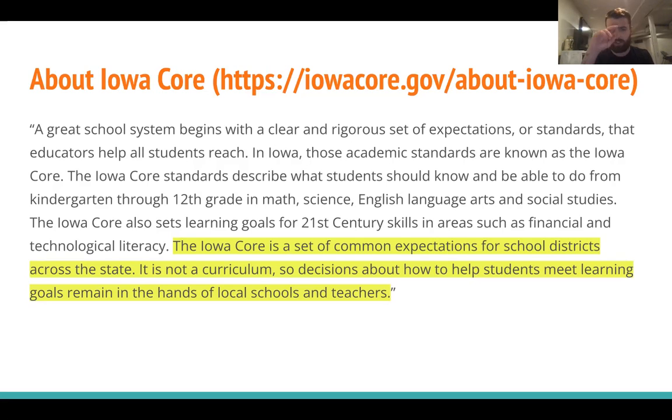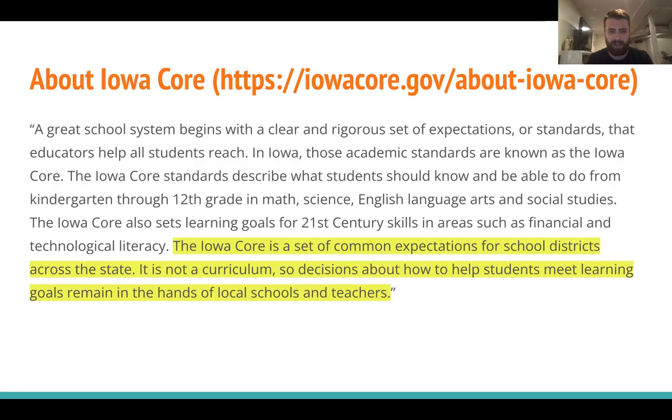The Iowa Core standards describe what students should know and be able to do from kindergarten through 12th grade in math, science, English language arts, and social studies. The Iowa Core also sets learning goals for 21st century skills in areas such as financial and technological literacy. The Iowa Core is a set of common expectations for school districts across the state. It is not a curriculum, so decisions about how to help students meet learning goals remain in the hands of local schools and teachers.